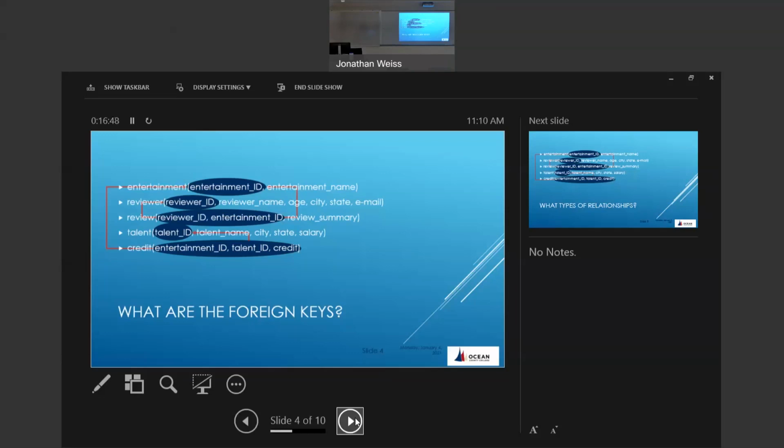Likewise, review points to entertainment, because it has a foreign key representing entertainment. And review points to reviewer. Okay, so now we can draw this diagram with confidence if we couldn't draw it before. And now we have arrows in this diagram. These arrows are also important because they tell us something about the relationship between review and reviewer.